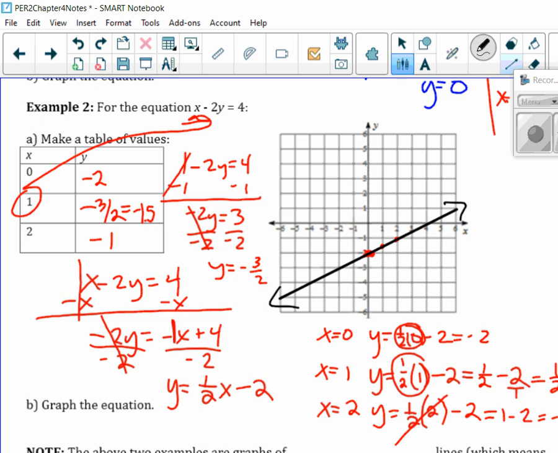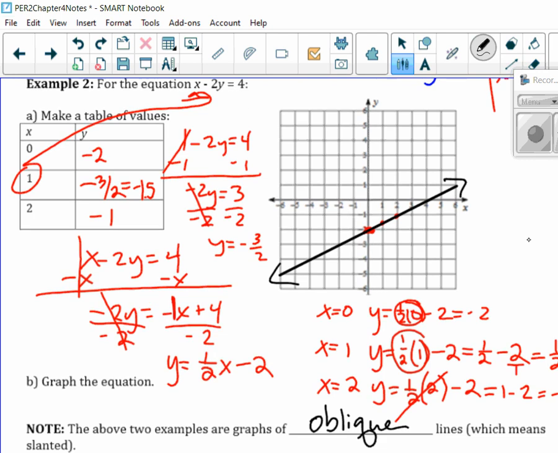So note, the above two examples are graphs of oblique lines, which means they're slanted. They're not vertical, they're not horizontal, they're oblique. Some people like calling them diagonal, but I always refer to the diagonal as at a 45 degree. So oblique is the term for any line that's slanted or any line that's not vertical or horizontal.